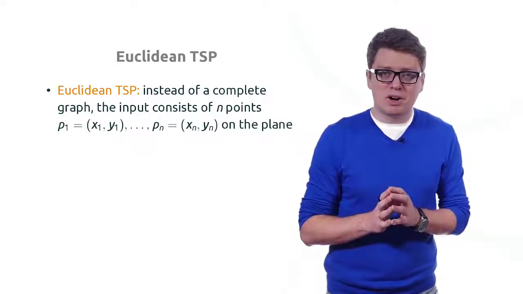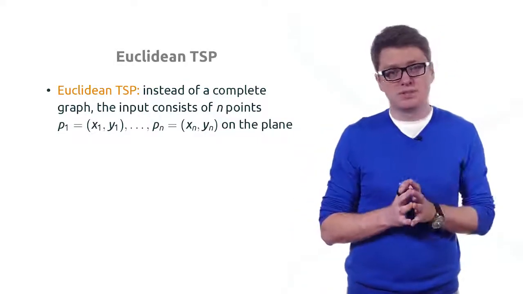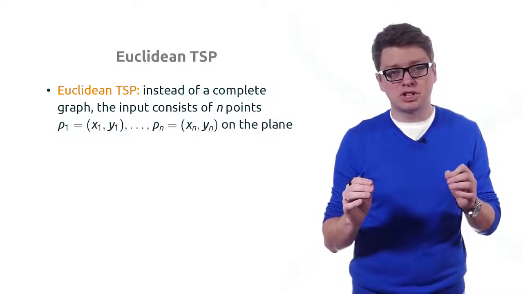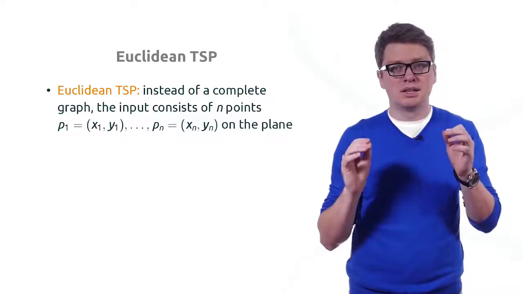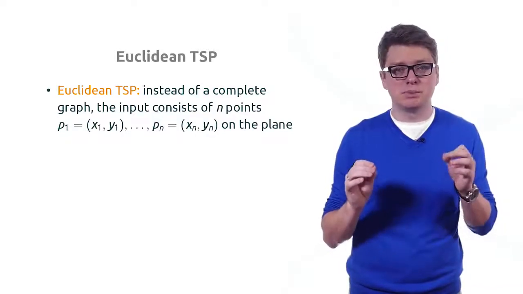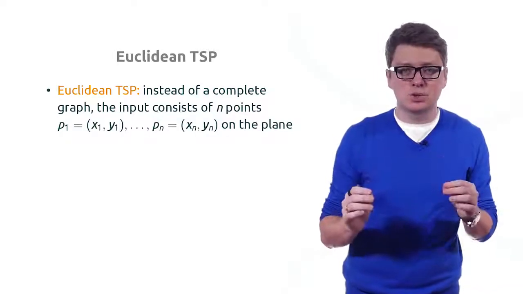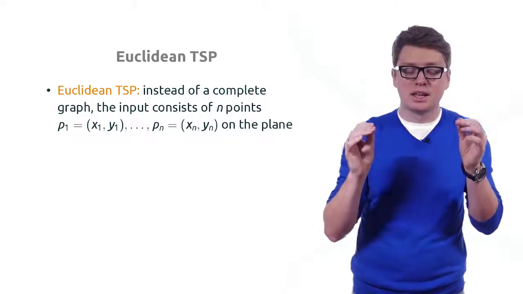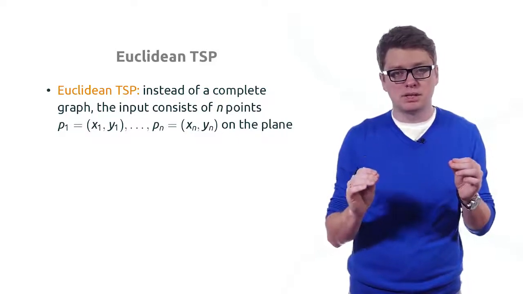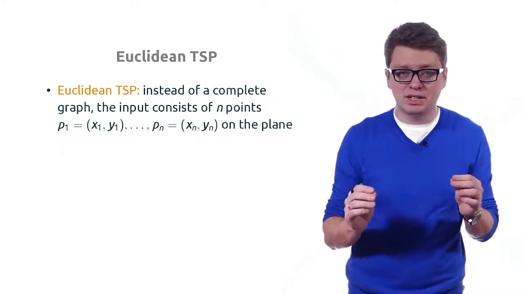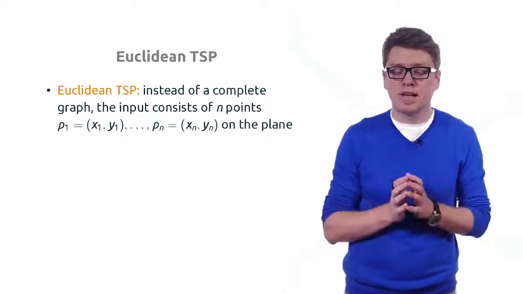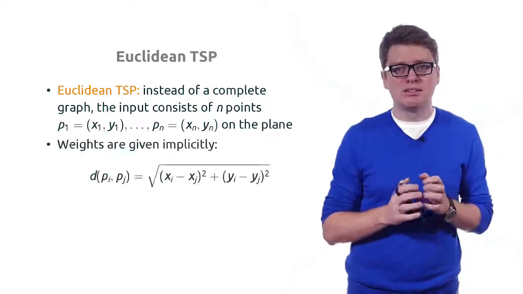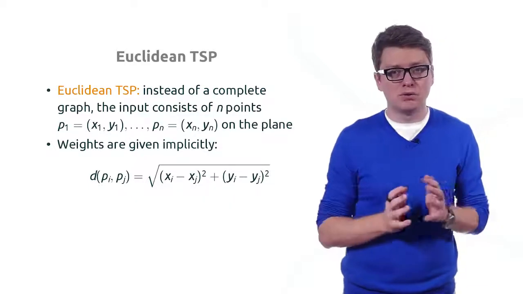Let me also make a remark that the example that we've seen is an instance of a special case called the Euclidean traveling salesman problem. In this case, we are not given a graph explicitly. We are given just points on the plane, specified by their coordinates. And the weights on the edges between the corresponding points are given to us implicitly by the well-known formula.